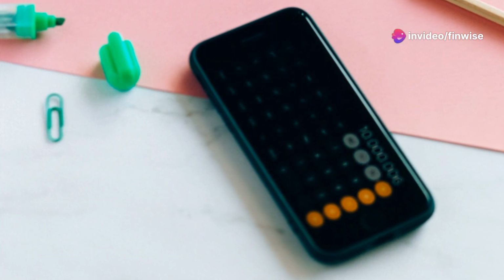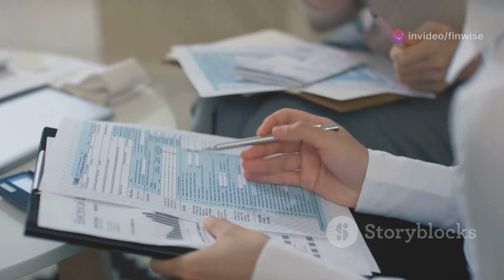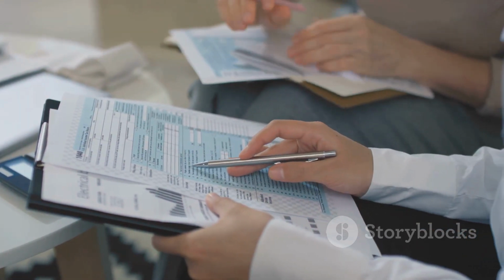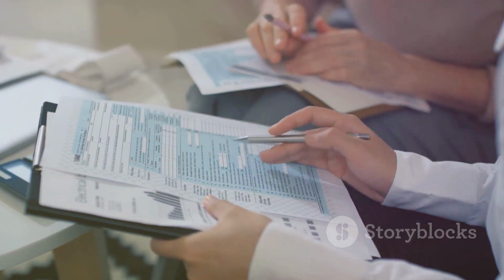As you embark on your journey of smart tax planning, remember that knowledge is your most powerful tool. Stay informed, plan wisely, and make the most of the opportunities available to minimize your tax liability and achieve financial success.